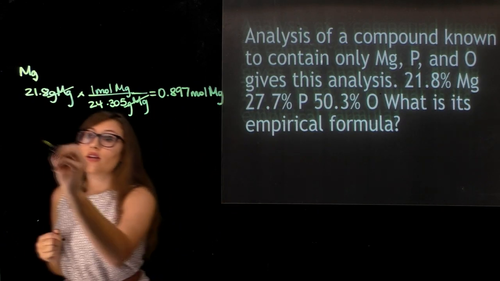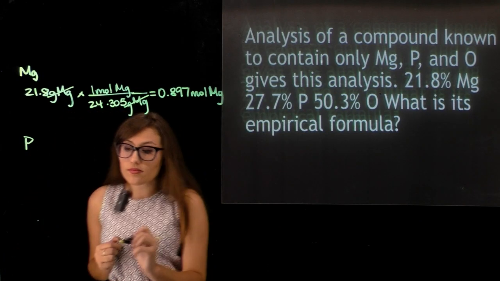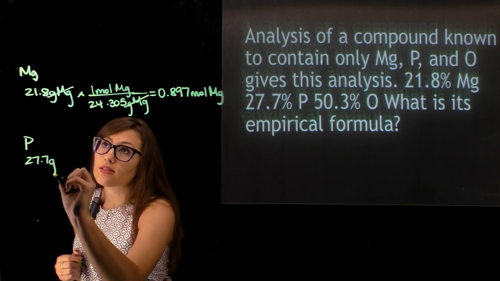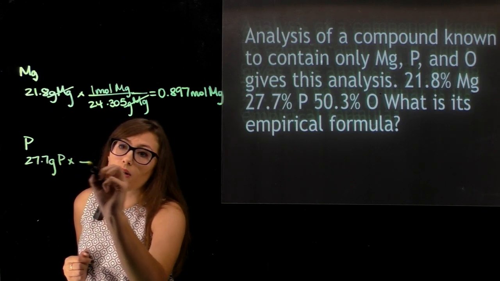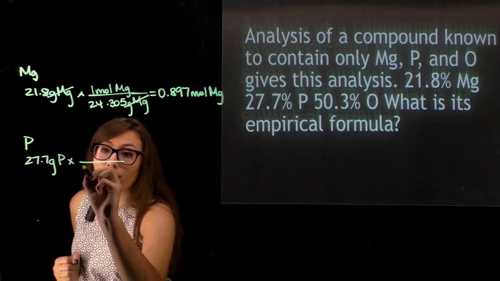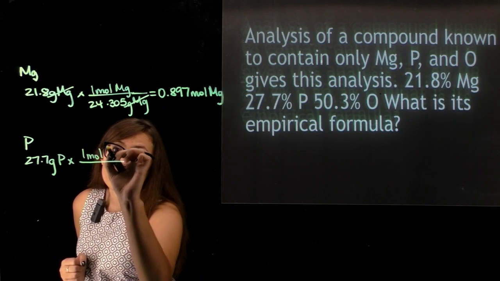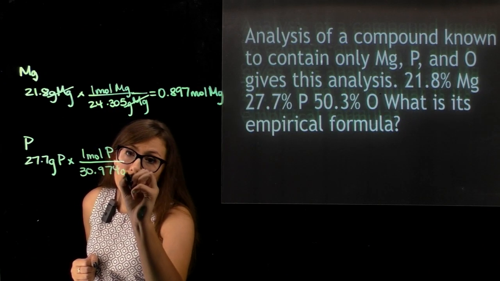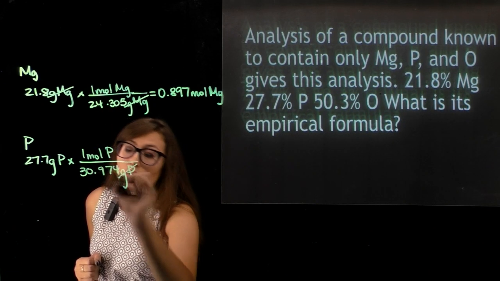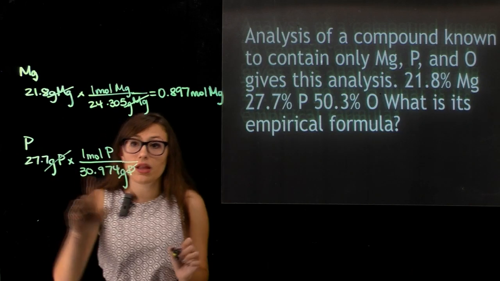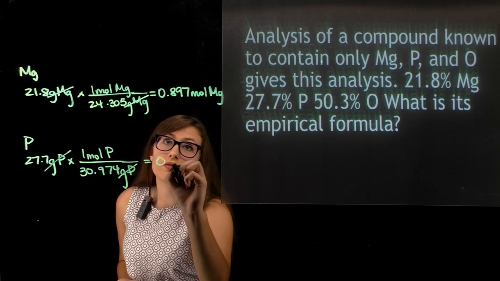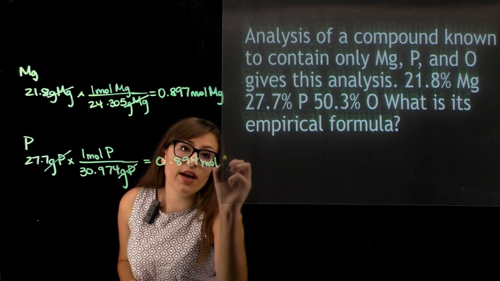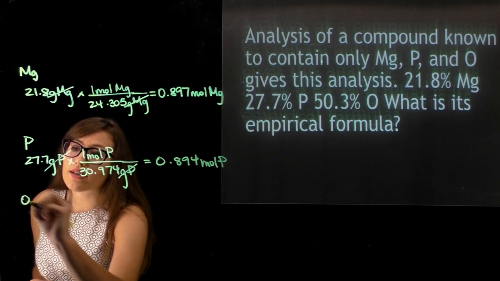And we're going to do the same thing for the other two components, so for phosphorus and oxygen. So for phosphorus, we have 27.7 grams of phosphorus multiplied by 1 mole of phosphorus divided by 30.974 grams of phosphorus. Grams and grams of phosphorus cancels out, and we're left with moles, and this is equal to 0.894 moles of phosphorus.